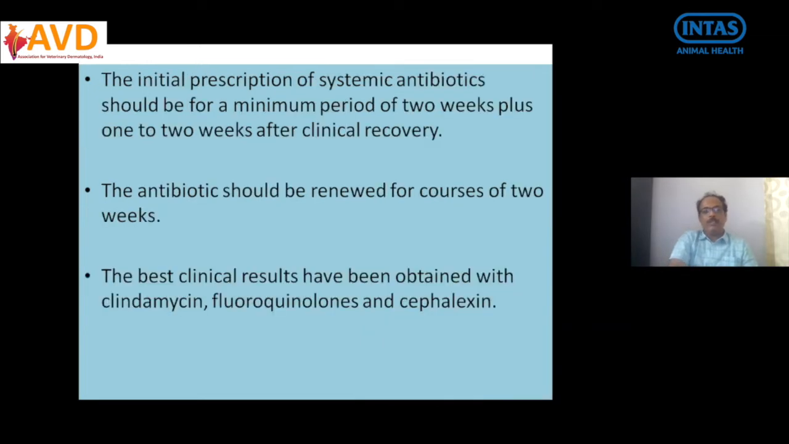The initial prescription of a systemic antibiotic should be for a minimum period of 2 weeks, plus 1 to 2 weeks after clinical recovery. So that should be your initial prescription. If the animal is not showing any improvement, the antibiotic should be renewed for courses of 2 more weeks. Like that you have to go on. The best clinical results have been obtained with many antibiotics, but usually we've seen that fluoroquinolones, cephalexin, clindamycin, etc. are showing excellent results.